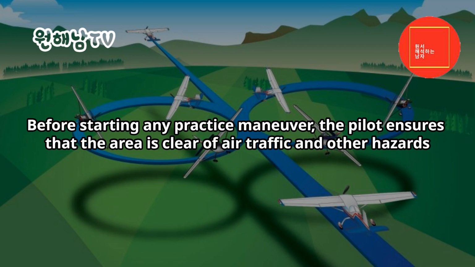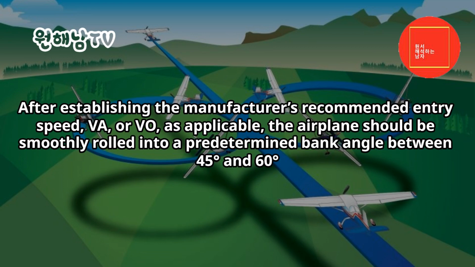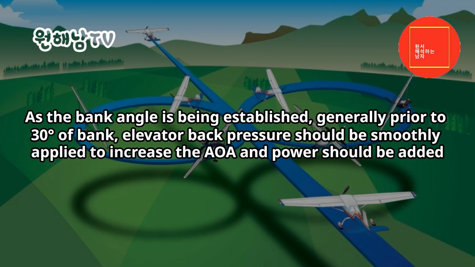Before starting any practice maneuver, the pilot ensures that the area is clear of air traffic and other hazards. Further, distant references should be chosen to allow the pilot to assess when to begin rollout from the turn. After establishing the manufacturer's recommended entry speed, VA or VO, as applicable, the airplane should be smoothly rolled into a predetermined bank angle between 45 degrees and 60 degrees. As the bank angle is being established, generally prior to 30 degrees of bank, elevator back pressure should be smoothly applied to increase the AOA and power should be added.